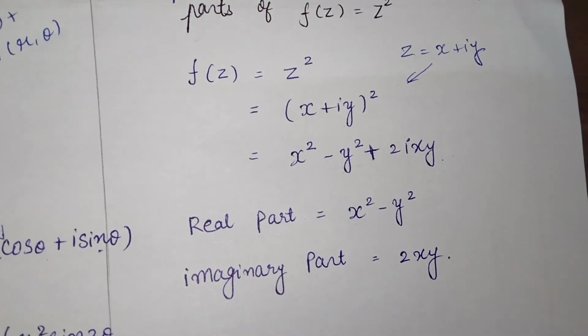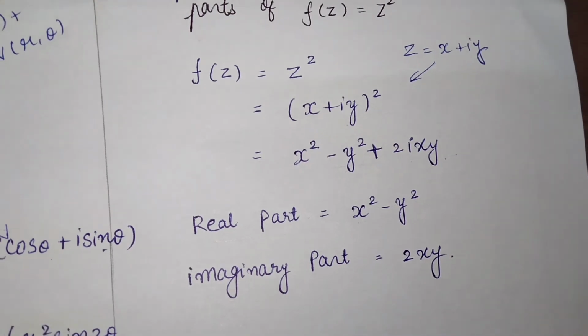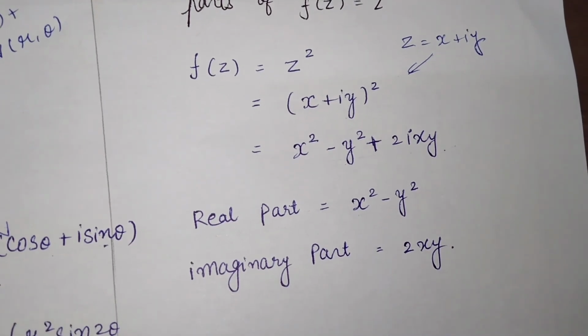So in this way these examples are very simple. You just have to find the real and the imaginary part, or the u plus iv form. Okay, so do practice such types of examples at your home. Very simple examples are there.